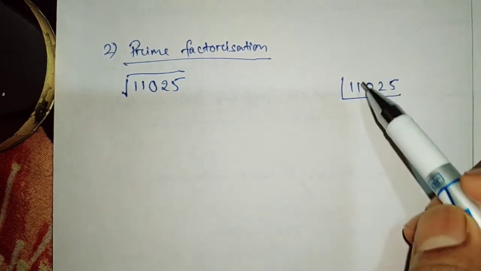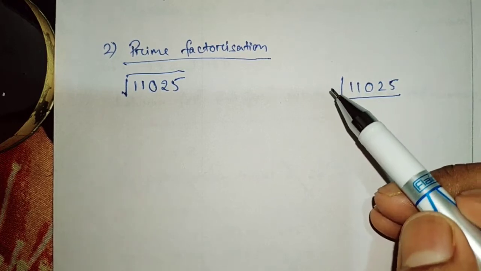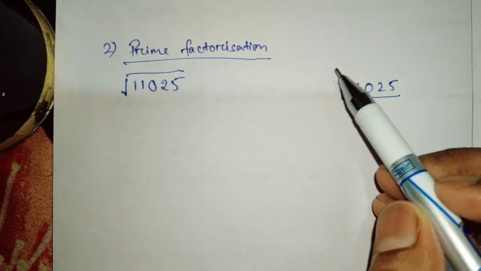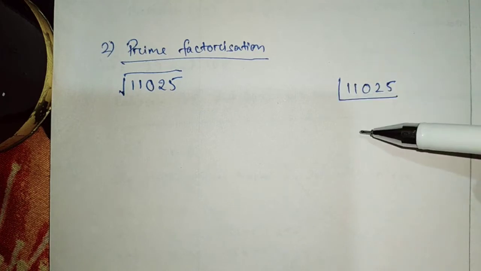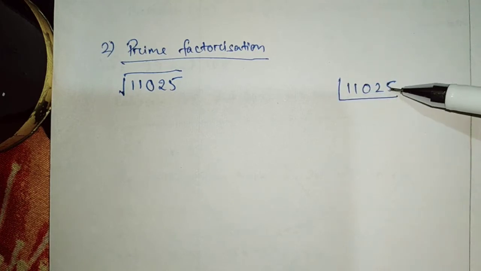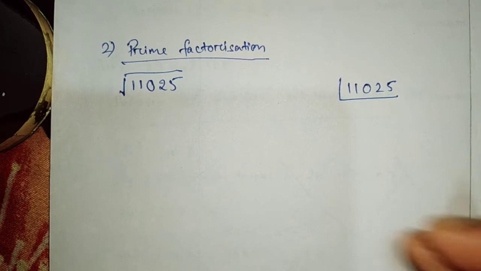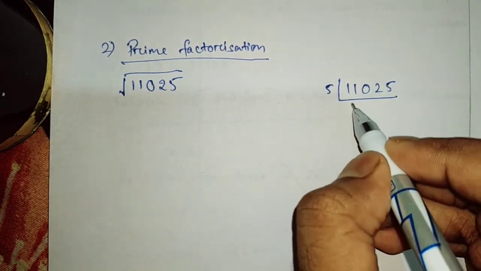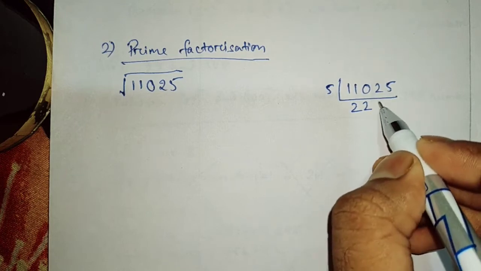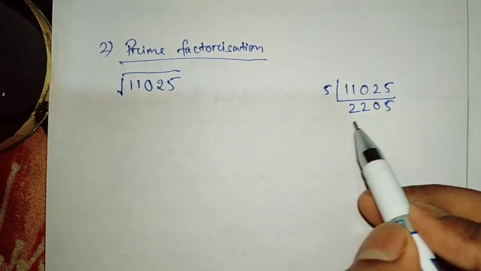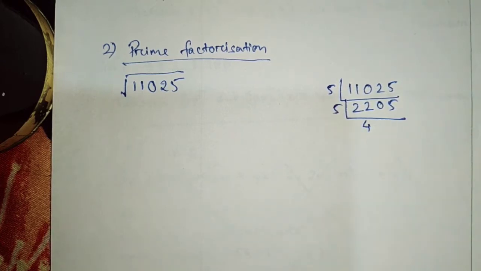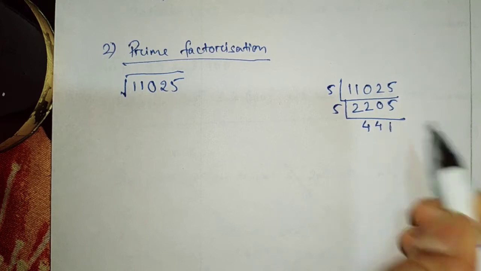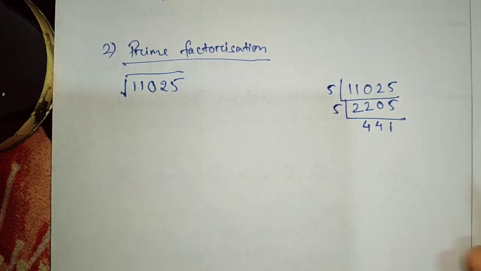We take the smallest prime number possible. 3 will work, since 1 plus 1 plus 0 plus 2 plus 5 is 9, but clearly it is divisible by 5, so we can take 5 for our convenience. 5 2s are 10, 5 5s are 25. Again it is divisible by 5, so we take 5 again. 5 4s are 20, 5 1 is 5.